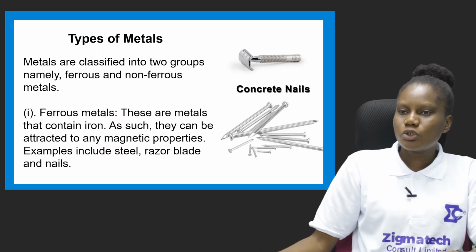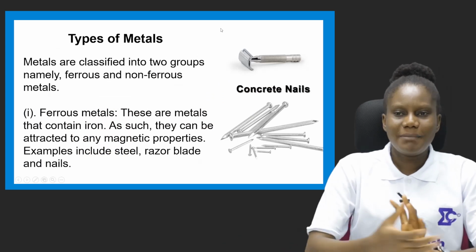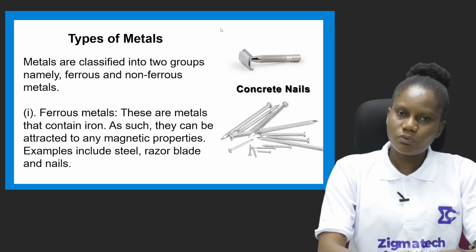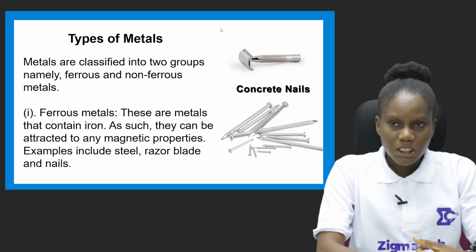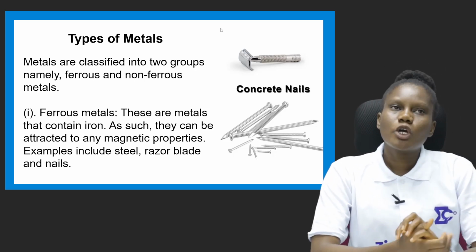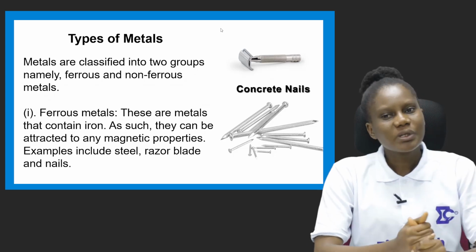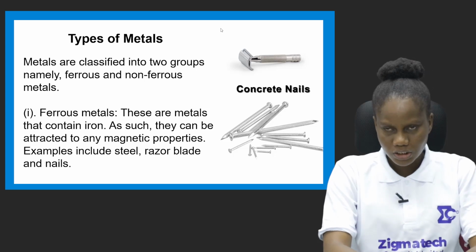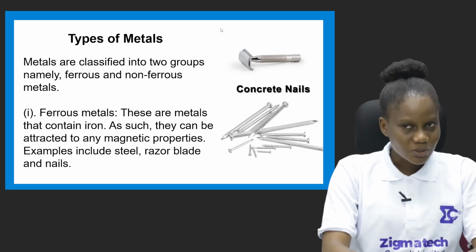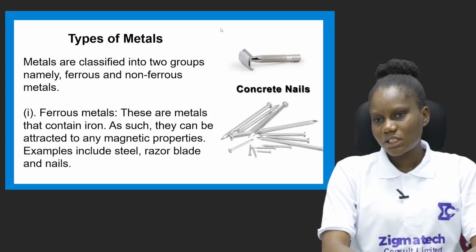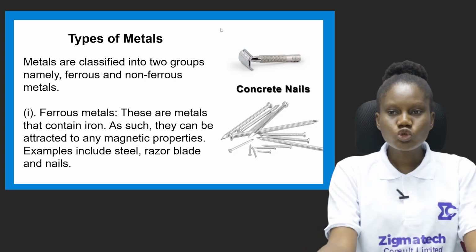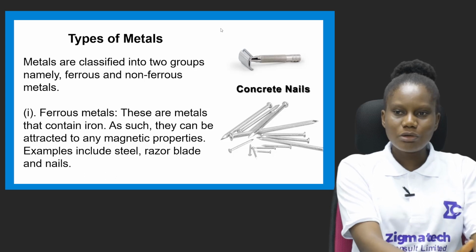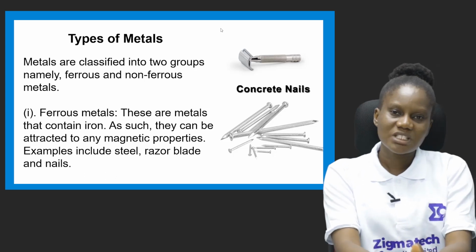So very quickly, we're going to look at the types of metals. We looked at the definition of metals, the examples. Now we're going to the types of metals. Metals are classified into two groups, namely ferrous and non-ferrous metals. So you have your metals in two large groups. One is ferrous and the other is non-ferrous metals.